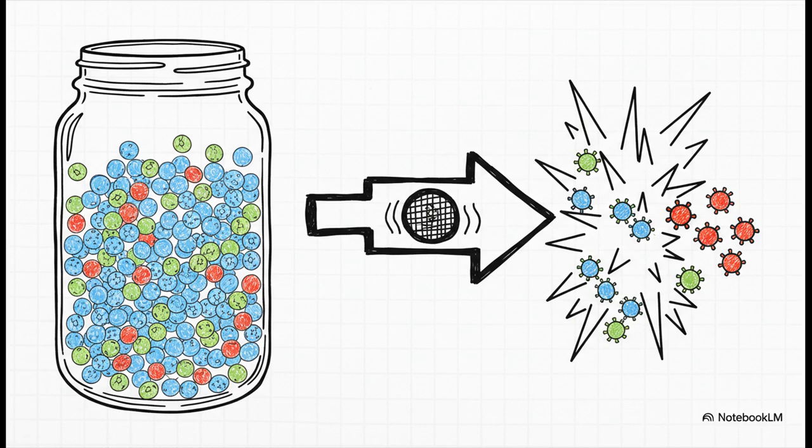Then, the antibiotic acts as a selective pressure. It kills all the susceptible bacteria, leaving only our lucky mutant to survive and take over. Mutation is random, selection is not.